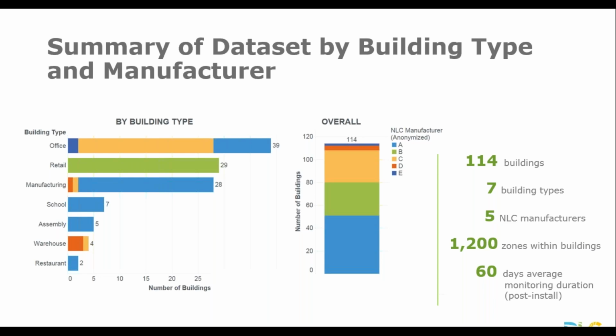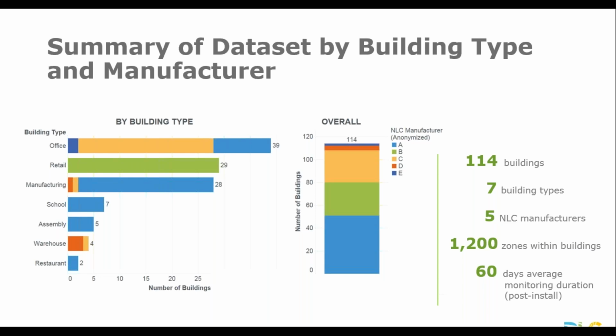The chart on the left shows the number of buildings by each building type. You can see that the majority of the buildings were in the office, retail, and manufacturing sectors, with some representation in 4 other categories. It's important to look at retail, where we had 1 NLC provider, and actually all of those NLC sites were 1 specific customer. We'll get into some interesting findings with that specific customer later.